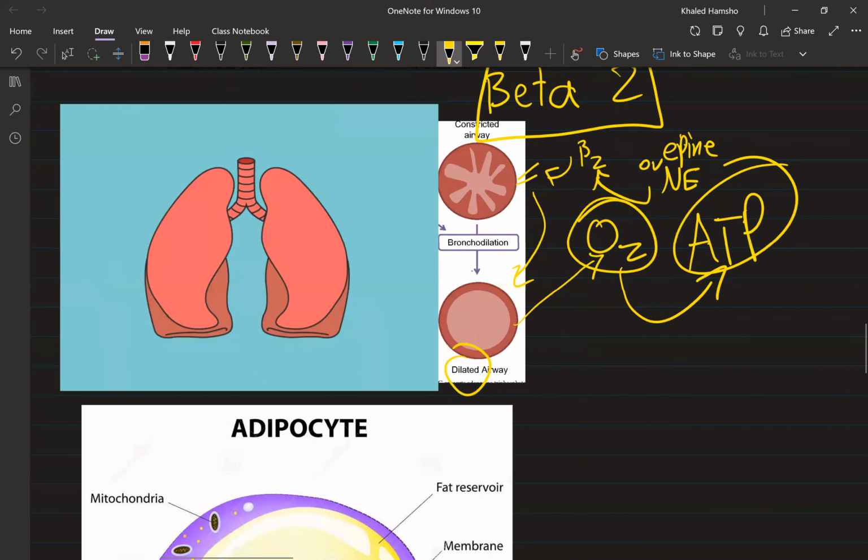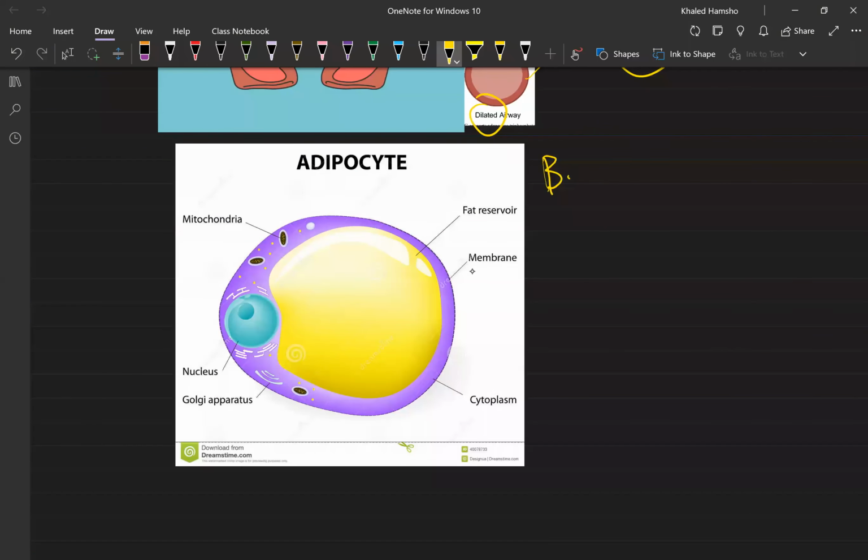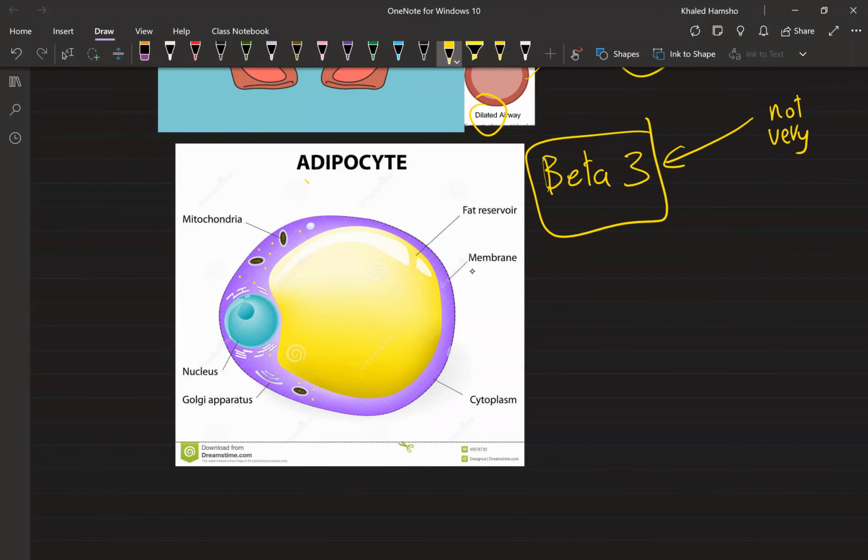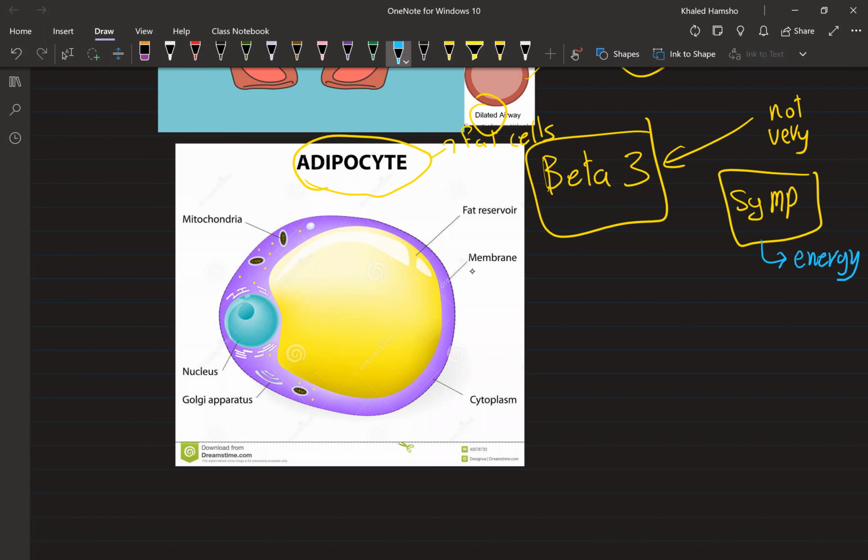Finally, the final receptor we have is beta 3. It's not very significant. It's rarely found in the body, but it is found in adipocytes, or fat cells. When your sympathetic nervous system is active, say you're running away from a lion, you need energy. This beta 3 receptor causes fat to break down and be released into the system so you can use it as energy. It causes something known as lipolysis.